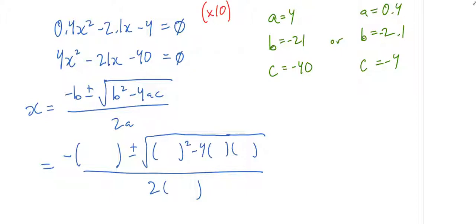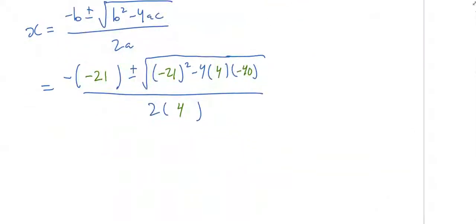So this is what it looks like before I plug in the numbers. I'm going to take B, negative 21, negative 21. This next one is A, which is 4. And this is A down here, which is 4. And this is C, which is negative 40. I could see people getting this part right here wrong. What's negative 21? Positive 21. But because the formula says negative B, if you're not careful, that's an easy mistake to make. So that's positive 21 plus or minus.